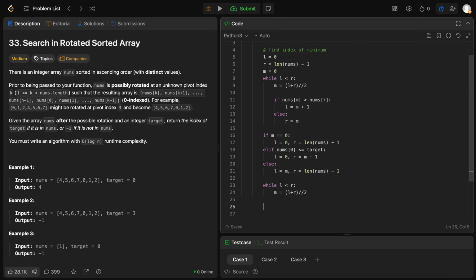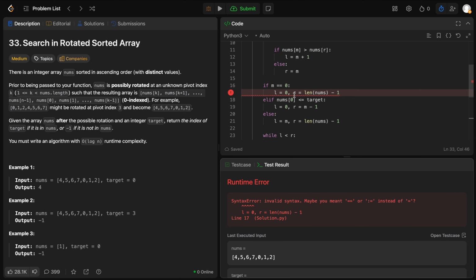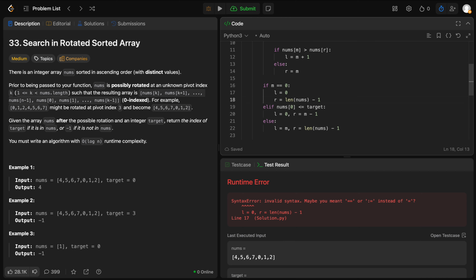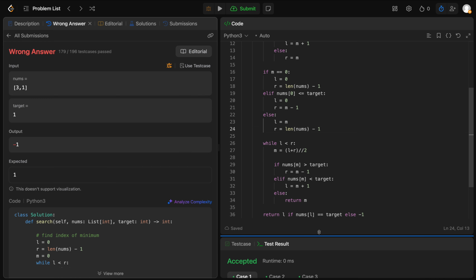What do you mean? Okay, it seems I cannot run it like that. I'm not sure where I got this syntax. Okay, what did I miss here? What did I miss here?